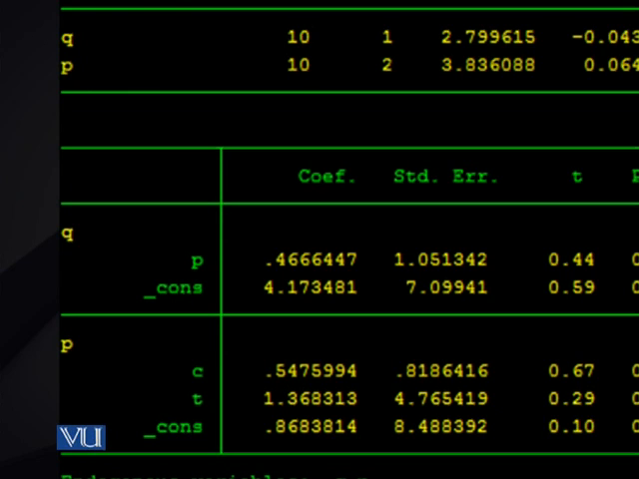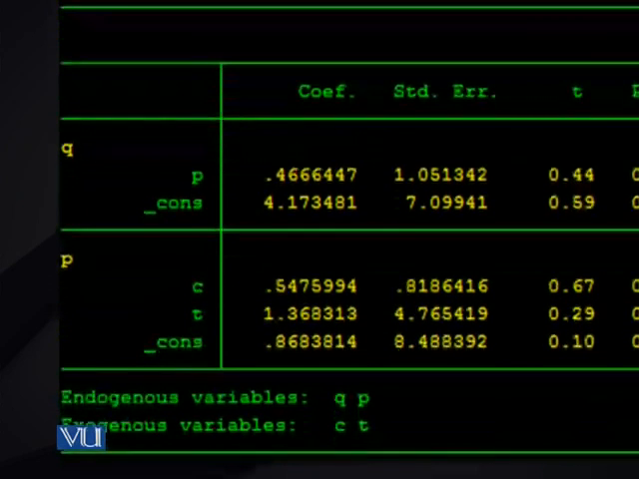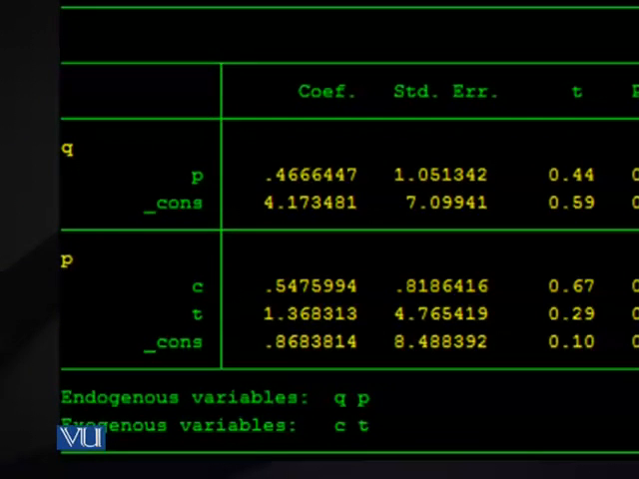Below you are seeing the first stage results. Remember, in stage 1 we estimate the reduced form equation of the variable on the right hand side of the over identified equation. That was for price, on C and T, that is cost and technology. You get 0.54 as the coefficient of C, 1.36 as the coefficient of T, and 0.868 as the intercept term. Exactly identical to what you got when you used Microsoft Excel in the first stage. Again, at the end you have endogenous variables Q and P and exogenous variables cost and technology.